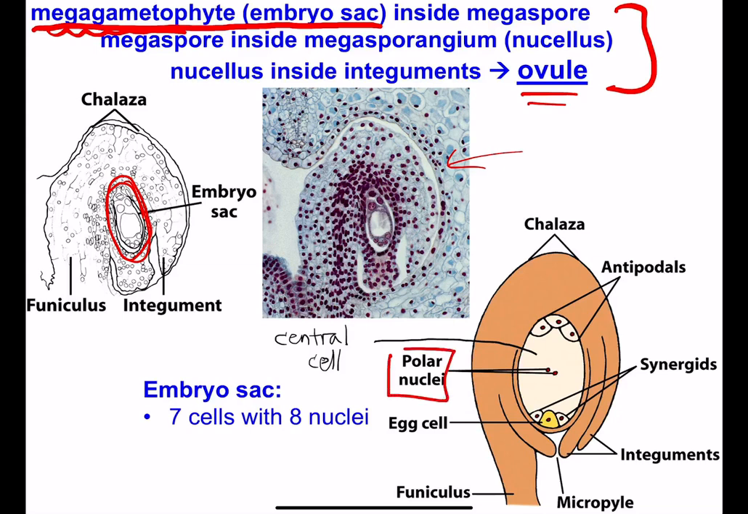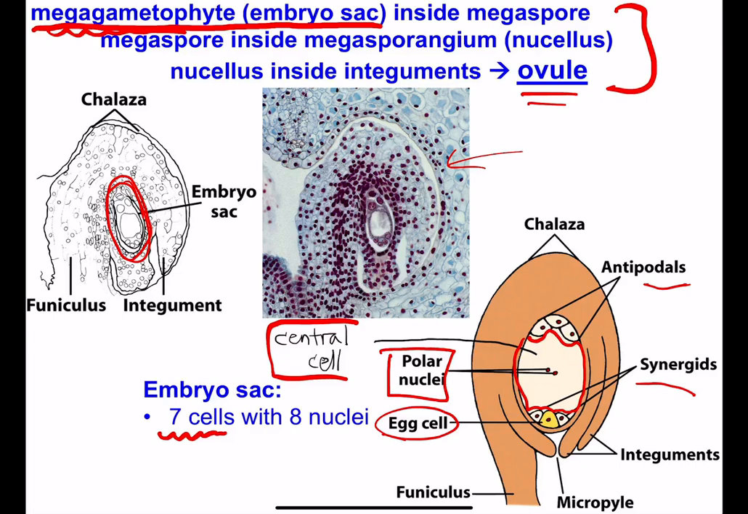We have these 2 polar nuclei in the middle of this large central cell, which is everything right here. You really don't need to know the fancy names for all of these terms except for egg. That's not a fancy new term. An egg is just that haploid female cell that's going to undergo fertilization soon. The antipodals and the synergids are the other cells that make up an embryo sac. They're always in diagrams, and I don't want you to think you have to memorize those. It's good to know that they exist.